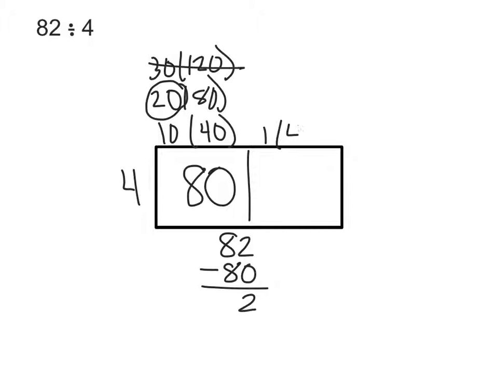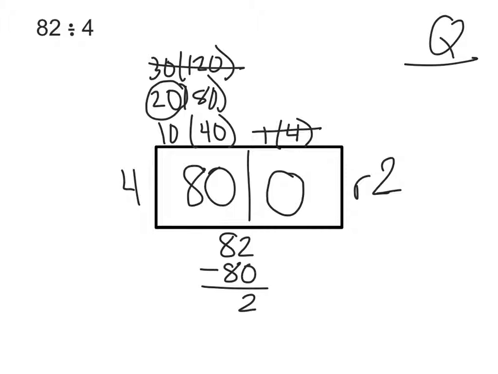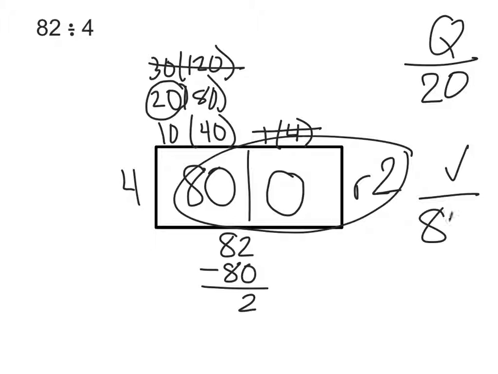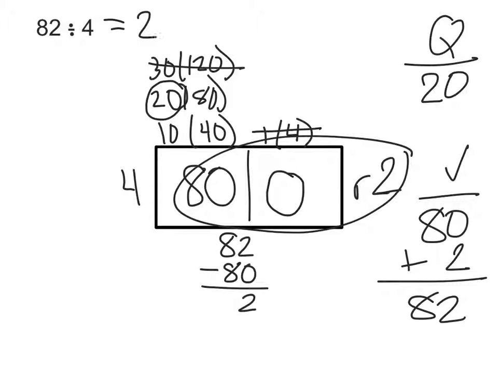1 times 4 is 4. Oh, that's too much, so that would be a 0 in that box, and I have a 2 of a remainder. So my partial quotients, all I have is 20, so my quotient is 20. To check myself, I would add these middle numbers, so 80 plus 2 is 82. So 82 divided by 4 would equal 20 with a remainder of 2.